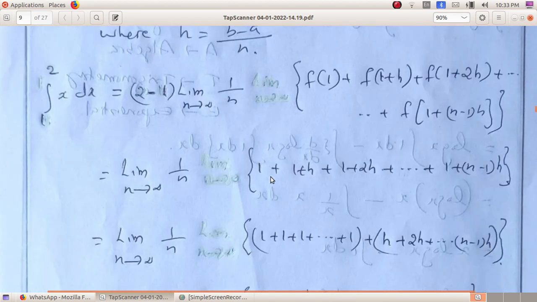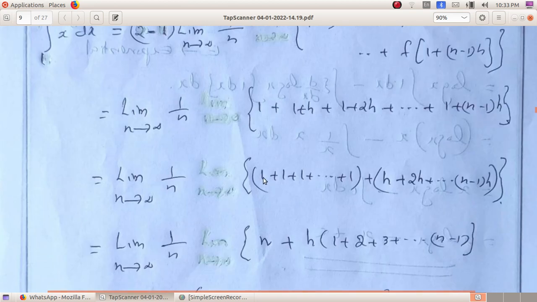Then how many ones? 1 here, 1 here, 1 here, and up to here there are n ones, 1 plus 1 plus 1 etc. Then h plus 2h plus 3h plus etc. plus n minus 1 into h. So 1 plus 1 plus 1 up to n ones is n. When there are 2 ones, the answer will be 2; 3 ones, 3; n ones, n.